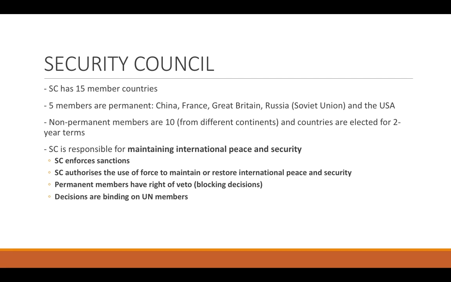Now, non-permanent members, there are 10 of them from different countries, and countries are usually elected for 2-year terms. The Security Council is responsible for maintaining international peace and security. It enforces sanctions. It authorizes the use of force to maintain or restore international peace and security. Permanent members have the right to veto, to block any decision. Decisions are binding on UN members.